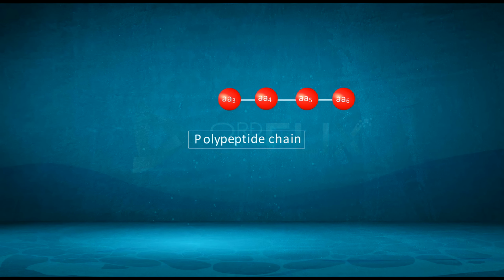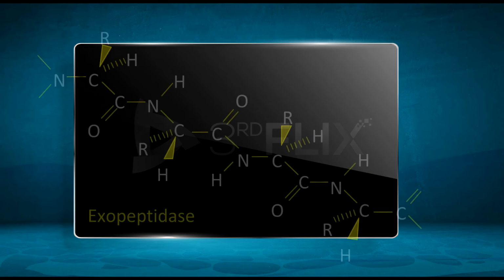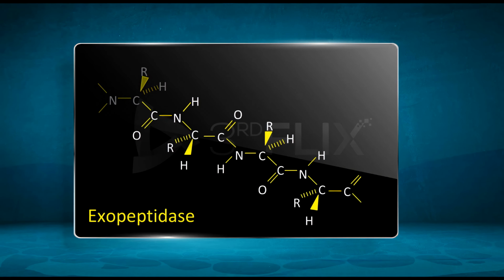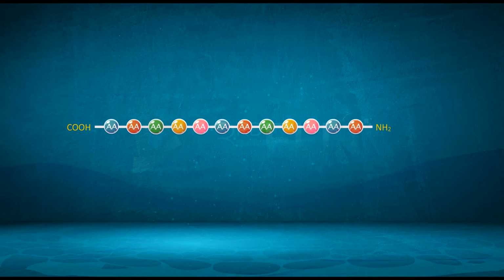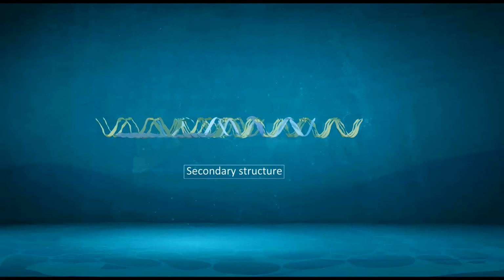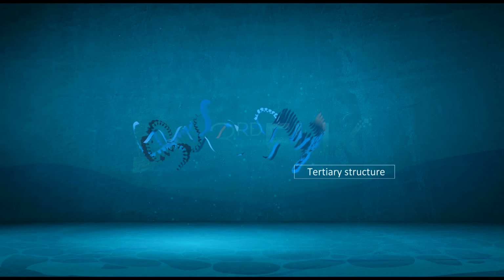The polypeptide chain undergoes certain modifications. Deformylase removes the formyl group of methionine. Exopeptidase enzyme removes some amino acids from either of the ends. This linear sequence of amino acids, as shown, is known as the primary structure of the protein. This protein undergoes modifications forming secondary and tertiary structures.